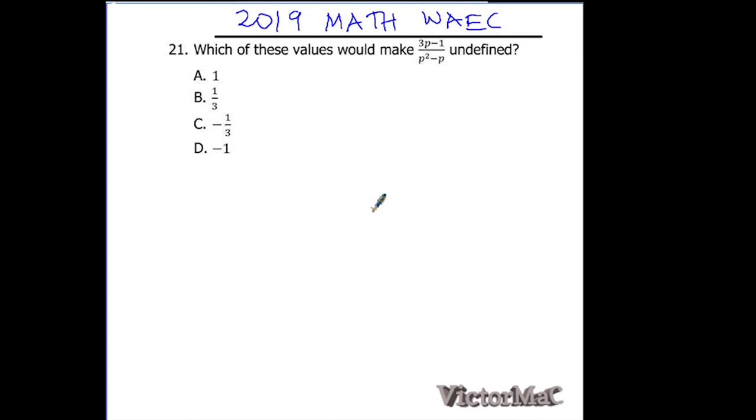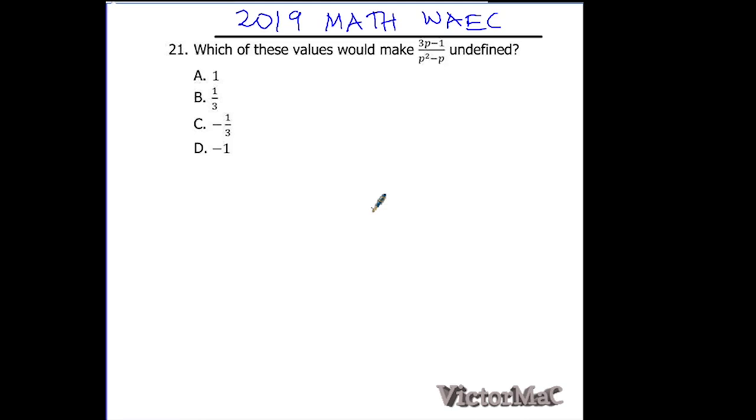We're seeing questions of 2019 mathematics WAEC questions. Now we're on number 21. Let's see the question. This question is about undefined fraction. Which of these values will make (3p minus 1) over (p squared minus p) undefined?